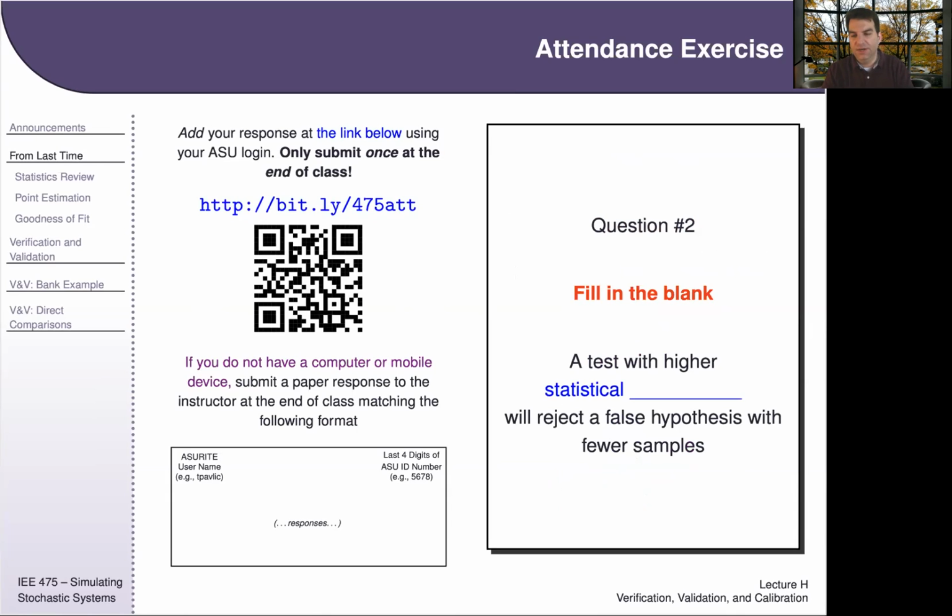So the question here, again, I'll put the link in the chat to make it more accessible. Oh, that was a direct message to an individual. I apologize for that. So the attendance question, link. And so now the second attendance question for today is: a test with higher statistical blank will reject a false hypothesis with fewer samples.